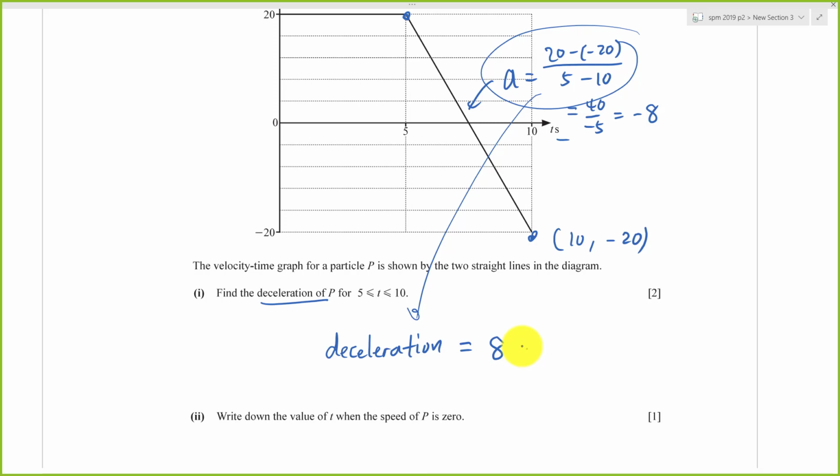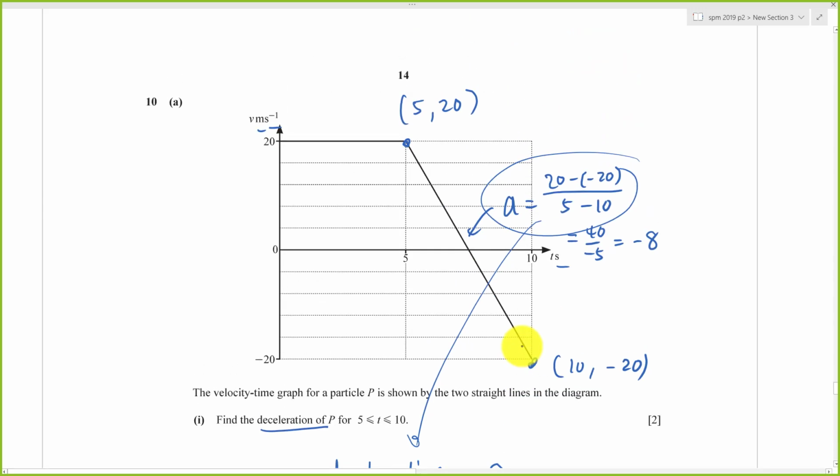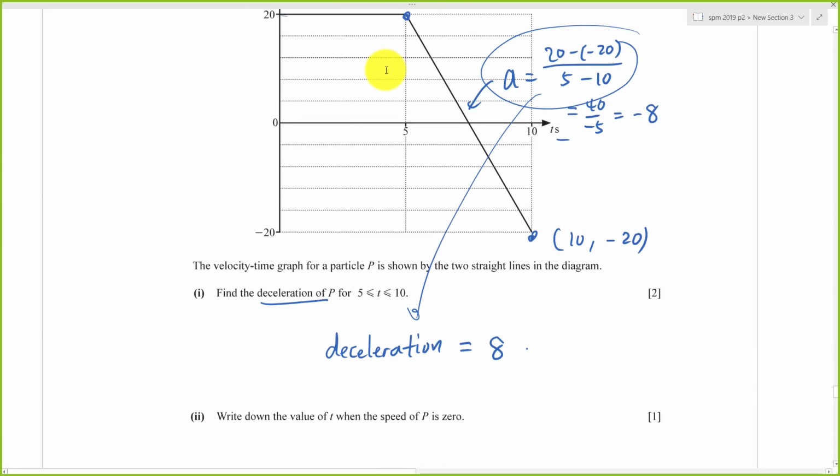Then write down the value of t when the speed is 0. Okay, when the speed will be 0, because of the constant section here, a lot of students might think, okay, 0 to 5 is 0. No, this one is a uniform speed. Uniform speed, basically the particle is still moving, but it's just moving at a different constant speed. So they ask about when the speed of P is 0, which is over here. So write down the value of time.